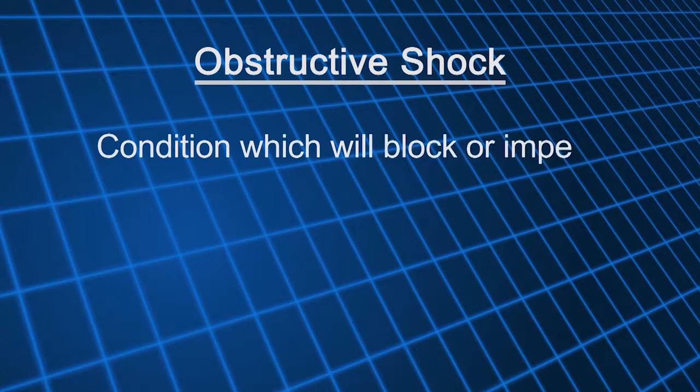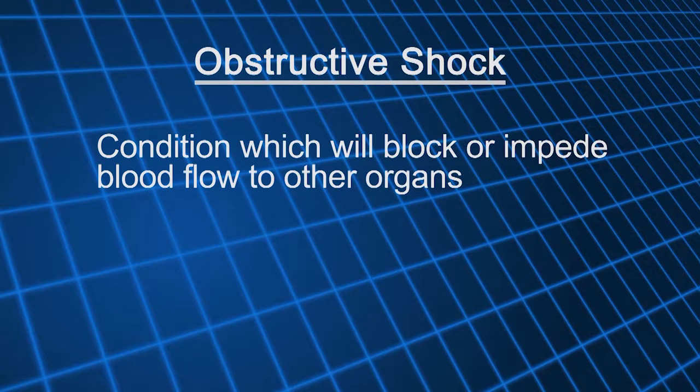Obstructive shock is caused by a condition which will block or impede blood flow to other organs, usually the heart or lungs. Treatment should begin as soon as possible. The primary goal in treatment should initially be to reestablish tissue perfusion using fluid therapy and possibly vasoactive drugs.